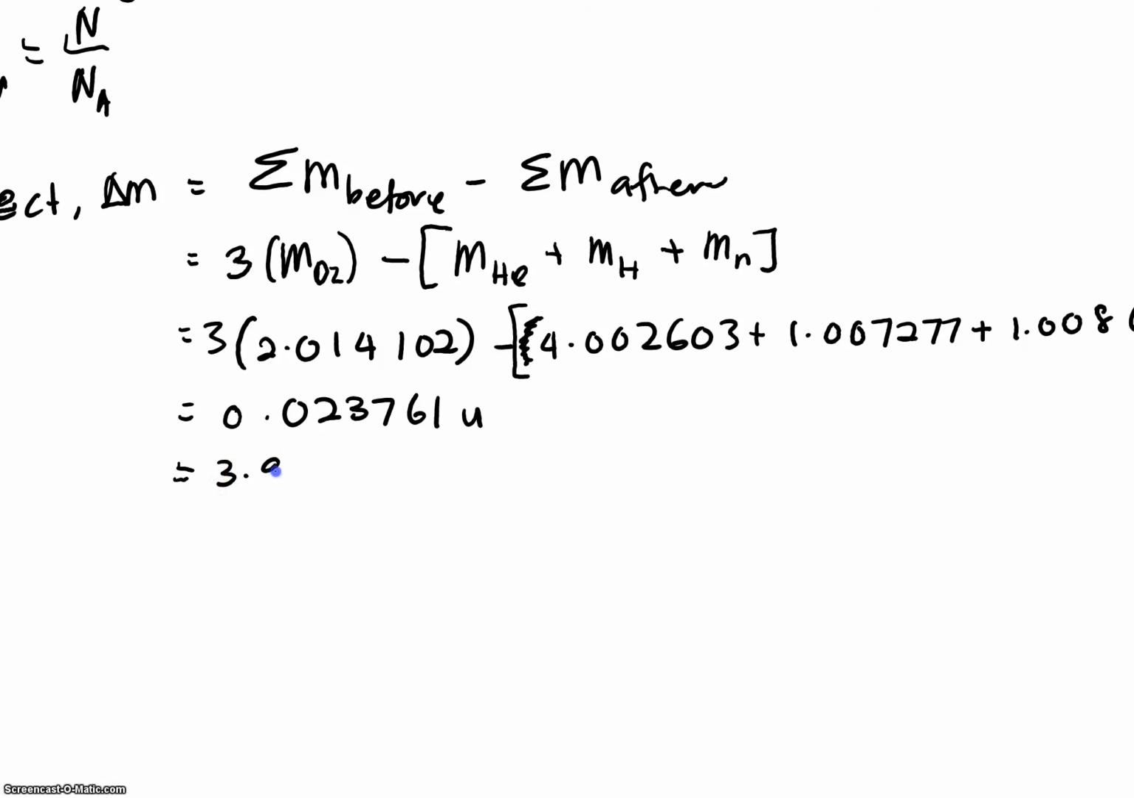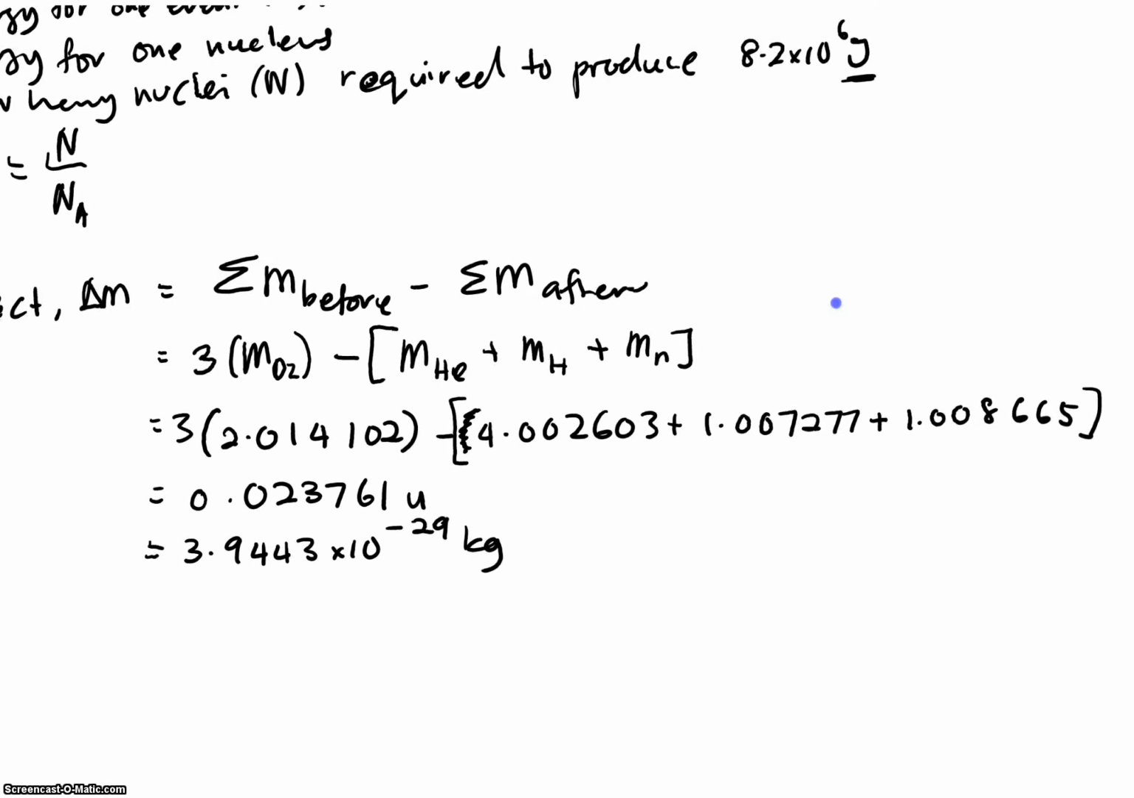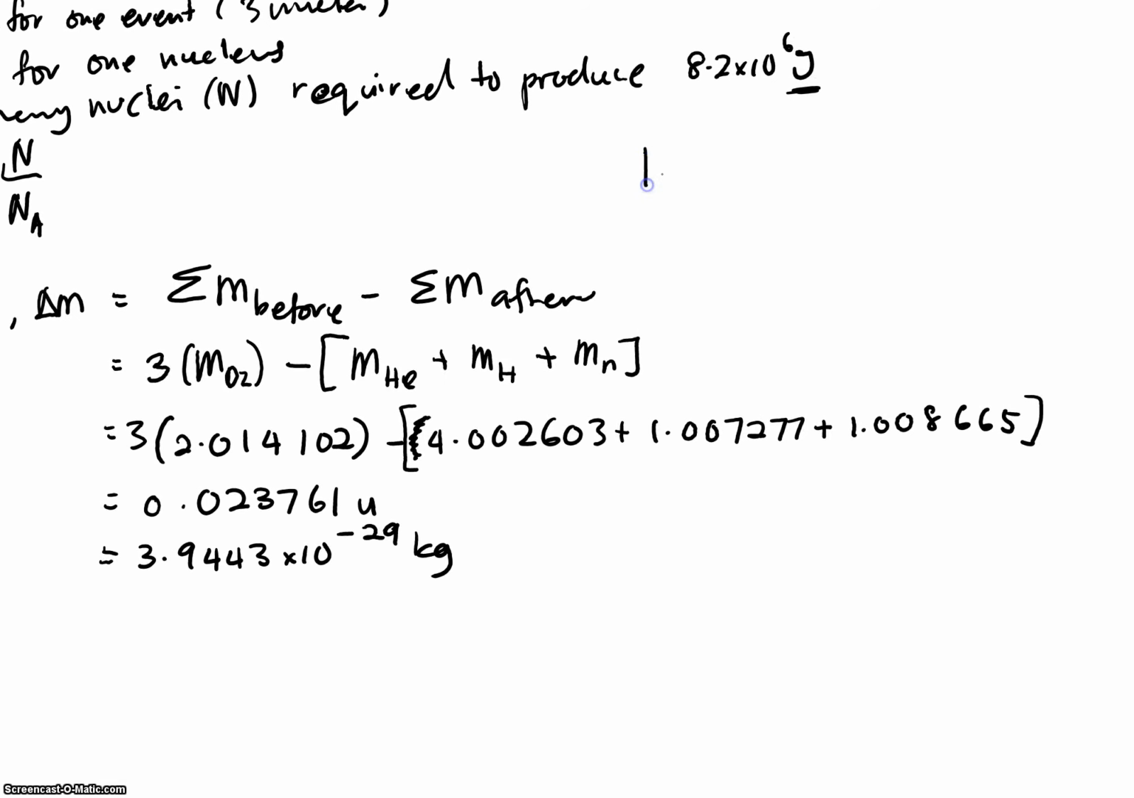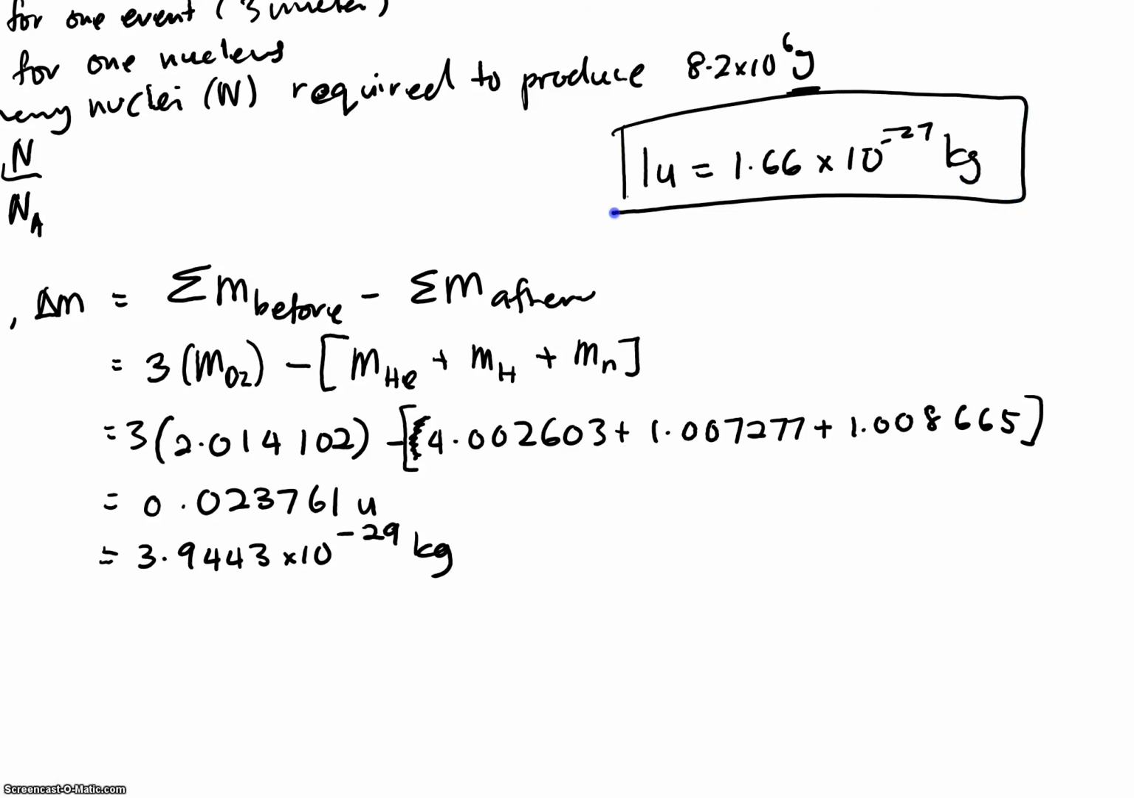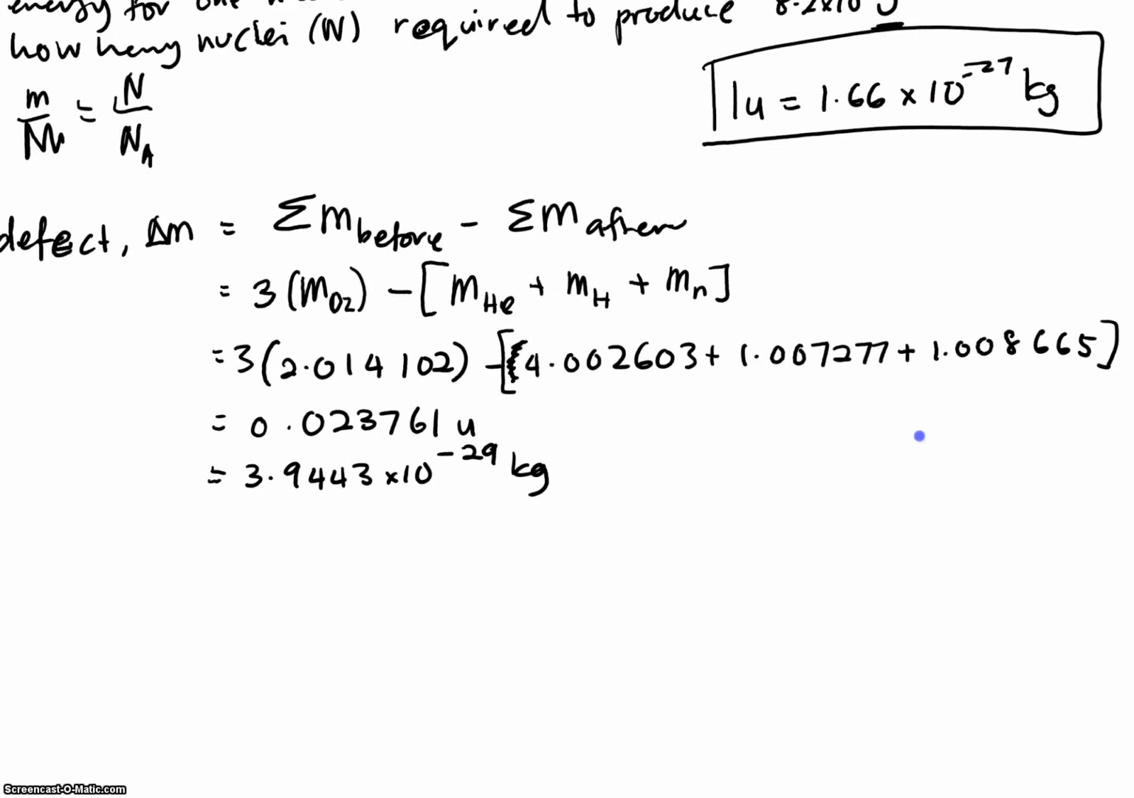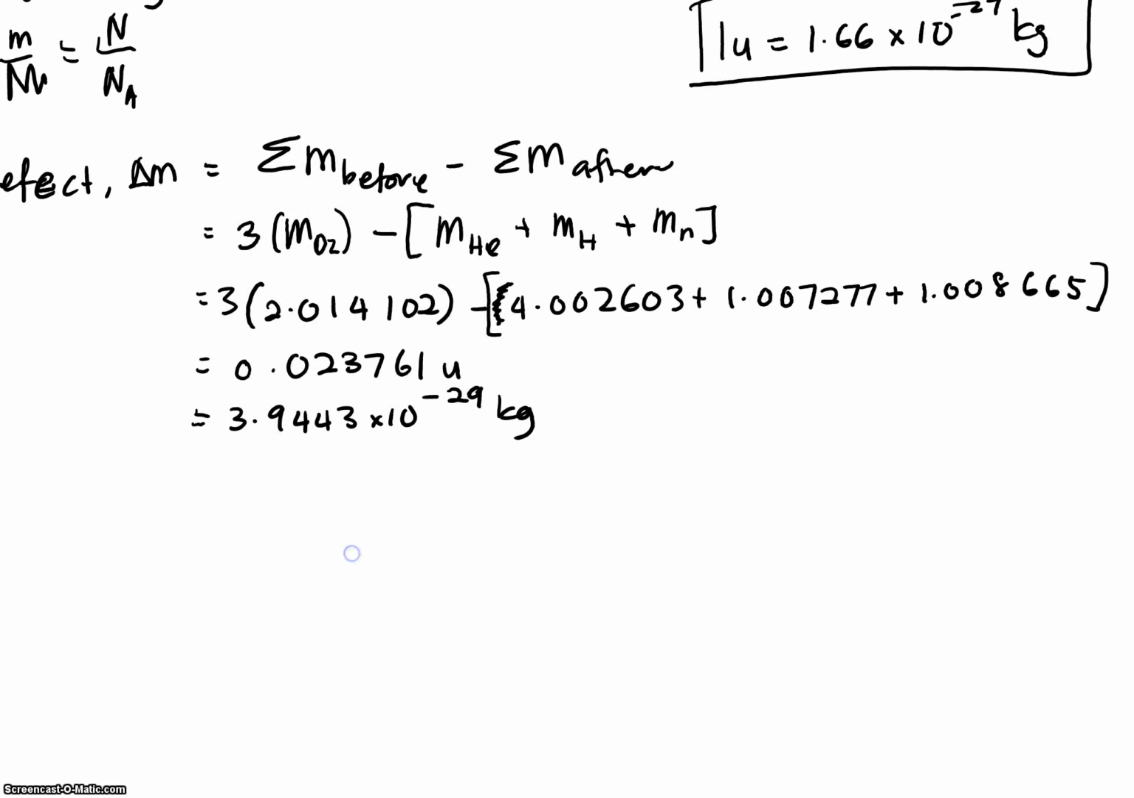So the answer is 3.9443 times 10 to the power of negative 29 kilograms. For those of you who still cannot remember the unit conversion between amu and kilograms, here it is: one atomic mass unit is equivalent to 1.66 times 10 to the power of negative 27 kilograms. So that's it. Next is for us to find the energy.